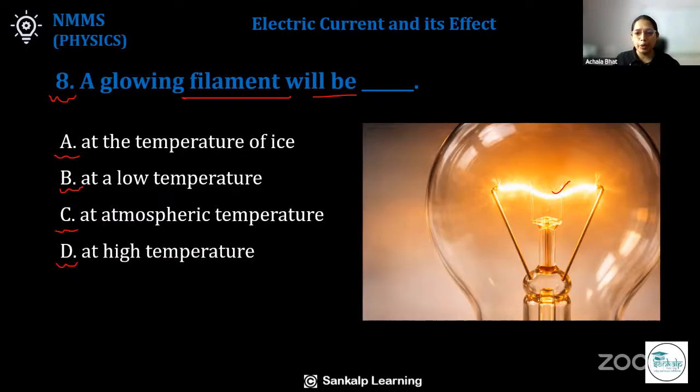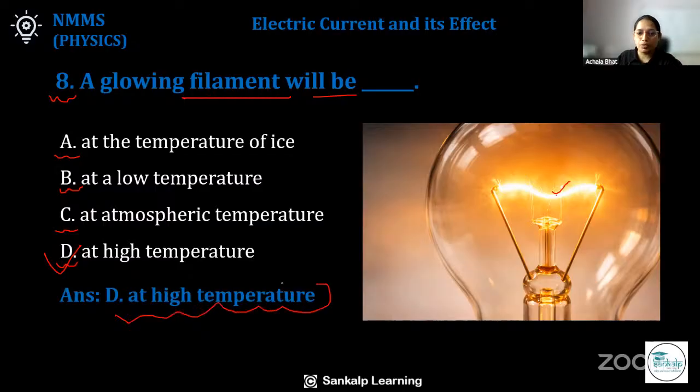No. Here, what happens when electricity passes through this bulb? Actually, this filament is made up of high resistance wire, which resists the flow of current. So, heat energy is produced. Then what about the temperature? Option D is correct, at high temperature. It will be at high temperature.